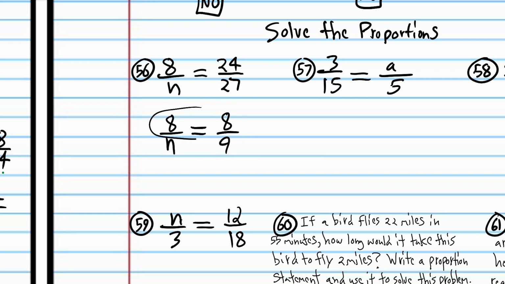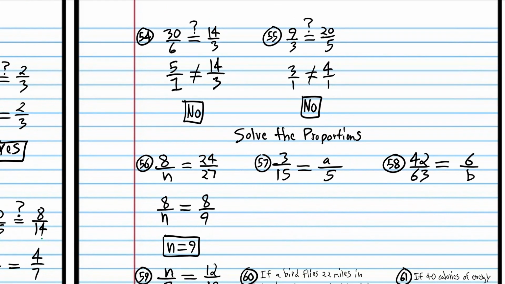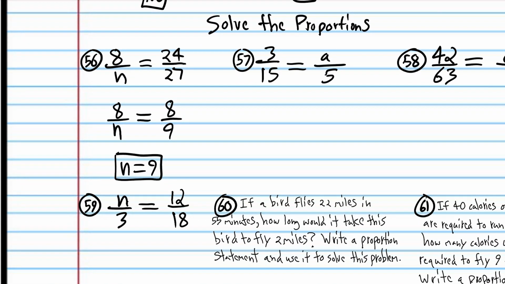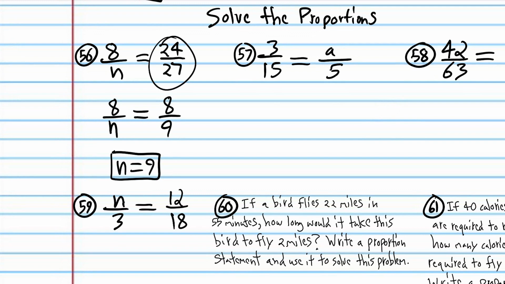Because the numerators are the same, the denominators must be the same also, so n obviously must be equal to 9 if we're assuming the proportion is true. Again, in the previous problems we did, we didn't assume it was true. We were asking if it were true. But in these problems, we're assuming it's true, so n has to be 9 in order for this to work. So what we did is we reduced this fraction, and then we could see that we had numerators that were the same, so the denominators must be the same also.